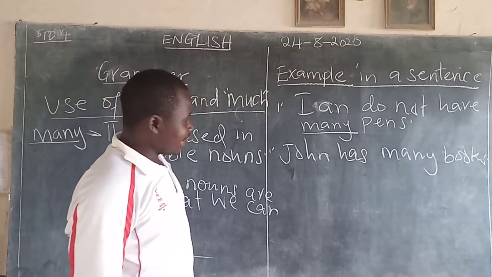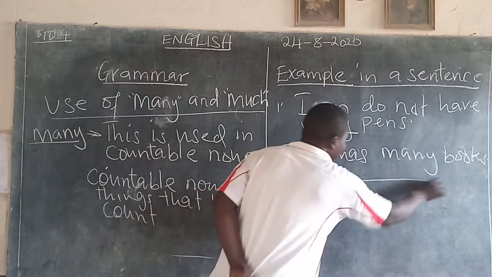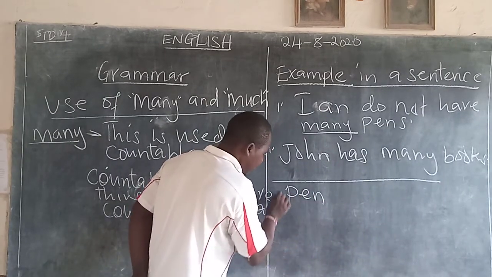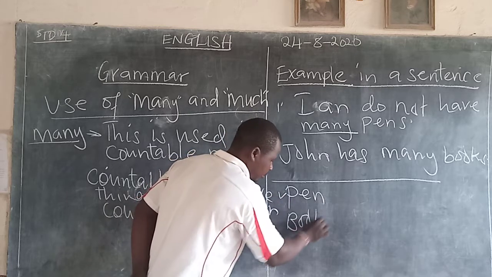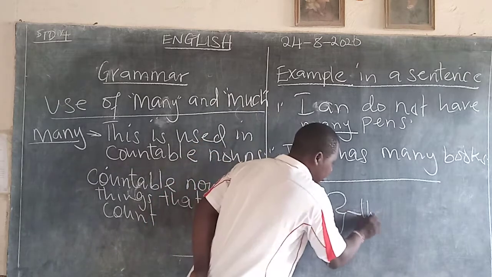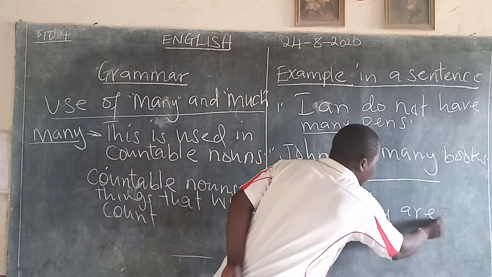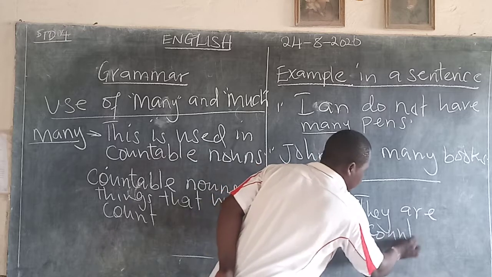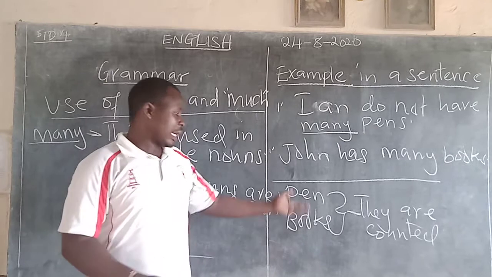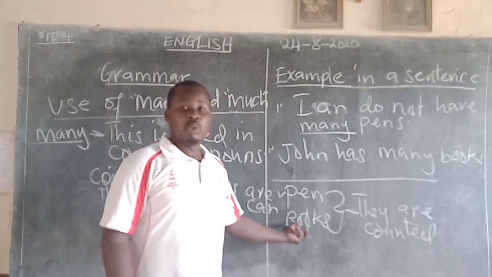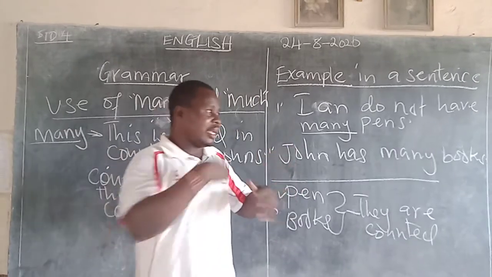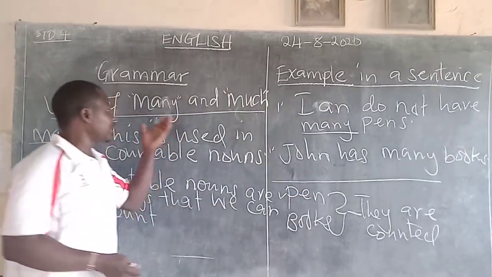So this one tells us that pens and books can be counted. They are counted. That is why we say they are countable. So we can count pens, we can count books. So John has many books. Those books you can count them. So that is what I mean by many.